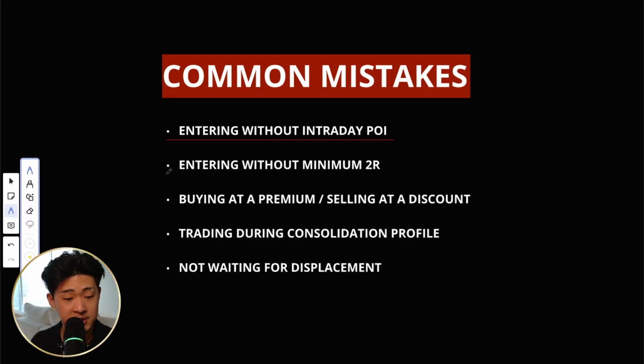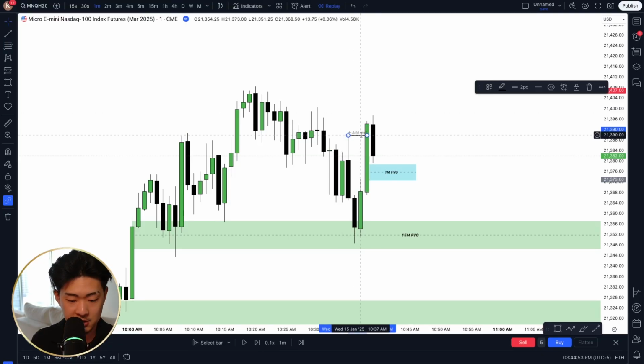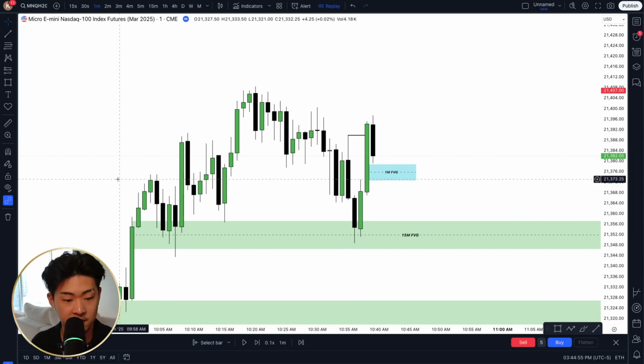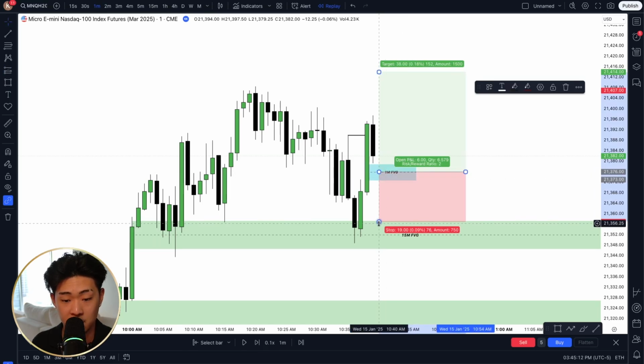The second common mistake is entering without a minimum 2R. And we just saw that in one of these examples that we went over, but we'll go ahead and go over another one. Here's an example of a 2022 model setup. As you can see, we had that market structure shift there. We had a sweep of liquidity in a bullish 15-minute fair value gap, and we've also left a 1-minute fair value gap in an order block. So this should be everything we need to go ahead and take a perfect 2022 model entry, right?